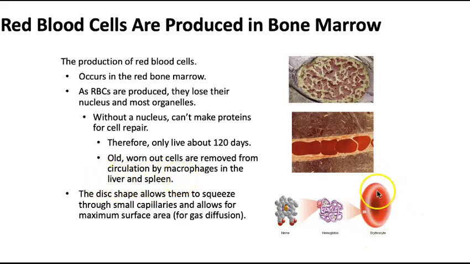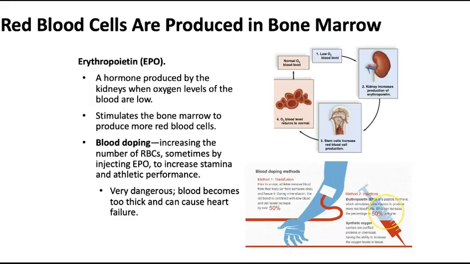Now, this disc shape, like we said, is going to be important in their role in our circulatory system. It allows them to squeeze through small capillaries and allows them to have that maximum surface area for gas diffusion. And a very important hormone is going to allow us to make more red blood cells since they only last 120 days.